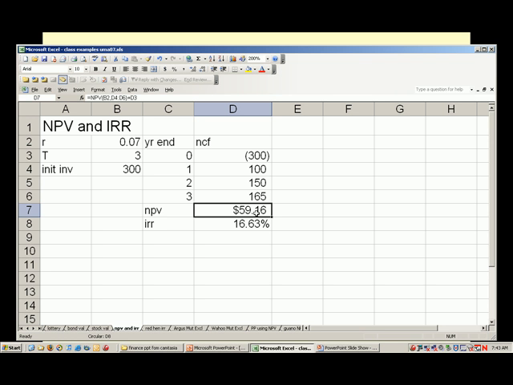The NPV function in Excel is actually a present value function. And to convert it to a net present value function, we have to do this little amendment to the NPV function and add in the cash flow in year 0.